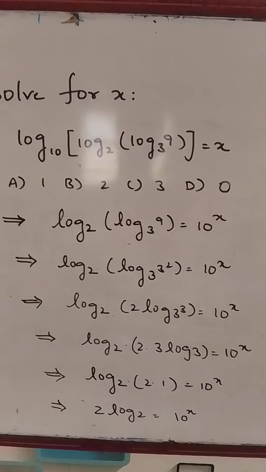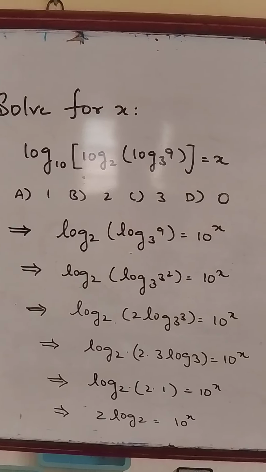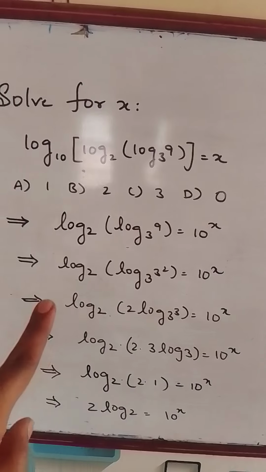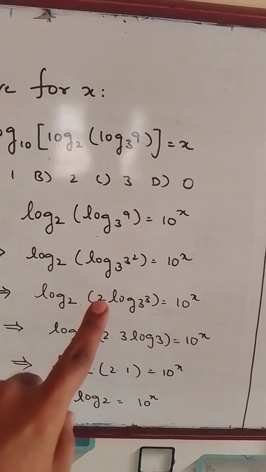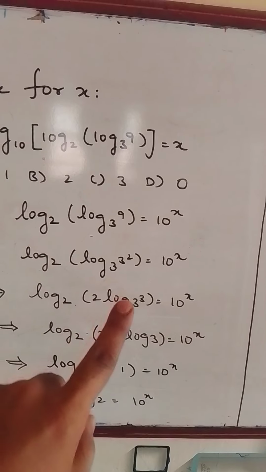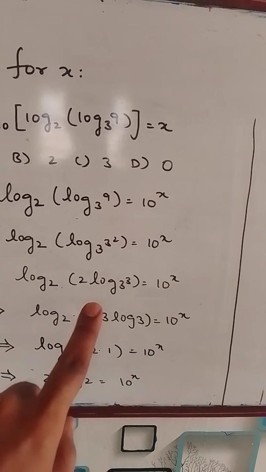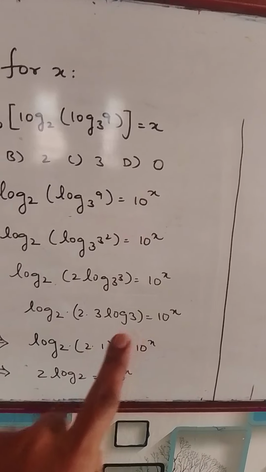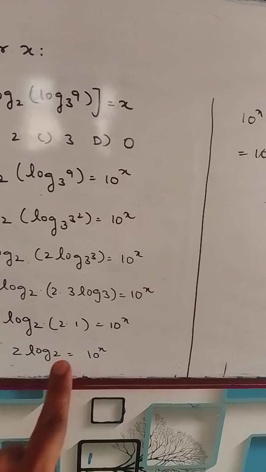So take the given value: log 2 log 3 power 9 equals 10 power x. I am sending this log 10 to the RHS, it becomes 10 power x. Log 2, this 9 can be written as 3 square, so the 2 becomes a product. This can be written as log 3 power 3 equals 10 power x. Log 2 as it is, this 2 as it is, this 3 can be written as a product, equals 10 power x. So we get 2 log 2, that equals 10 power x.